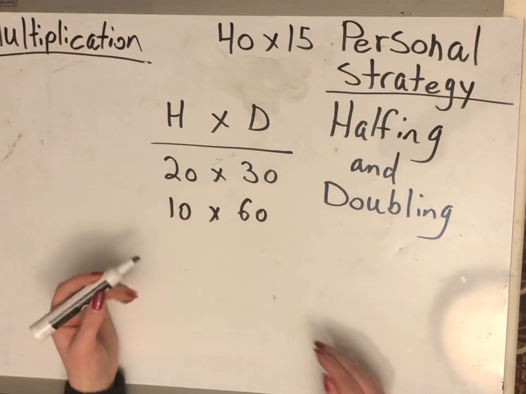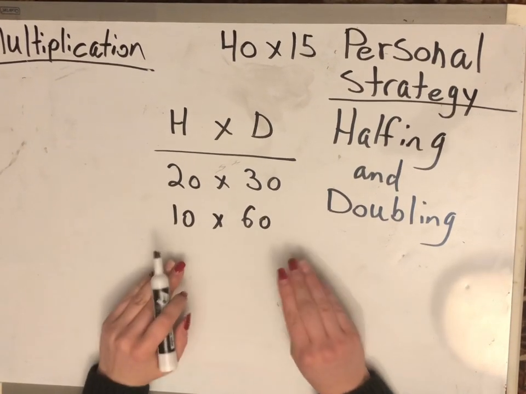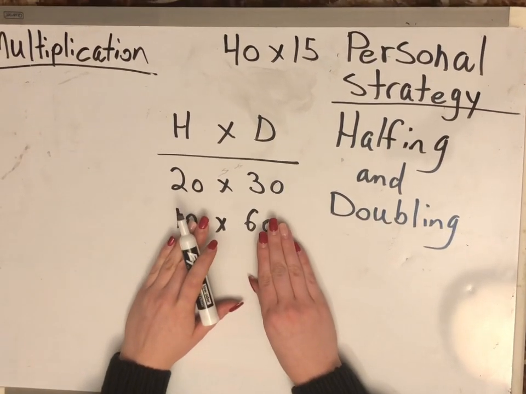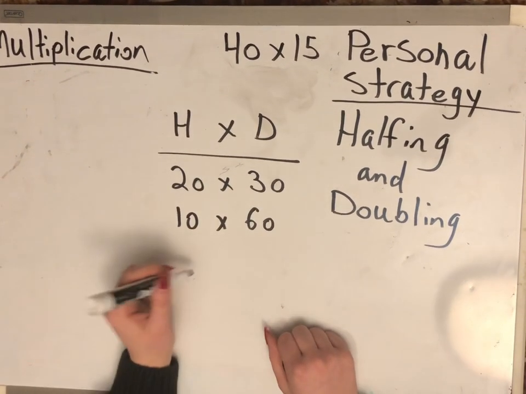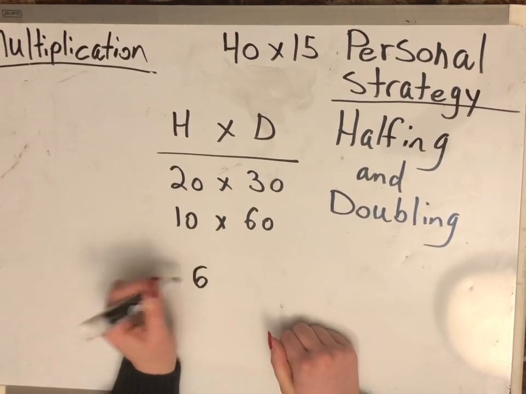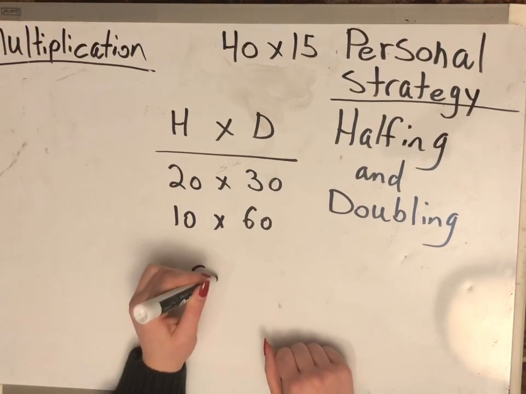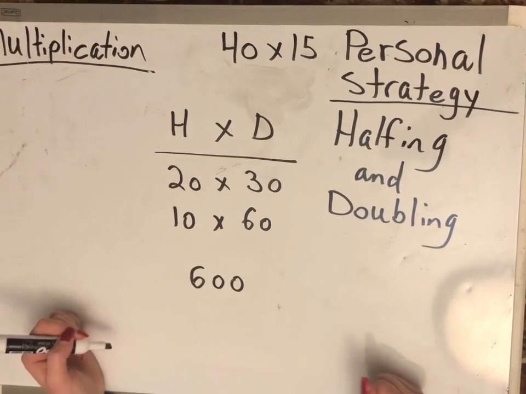So now with this new equation, I'm going to pretend my zeros aren't there at the moment, and I'm just going to do 1 times 6, which I know is 6. And I'm going to bring back my zeros into their place value, and I get 600.